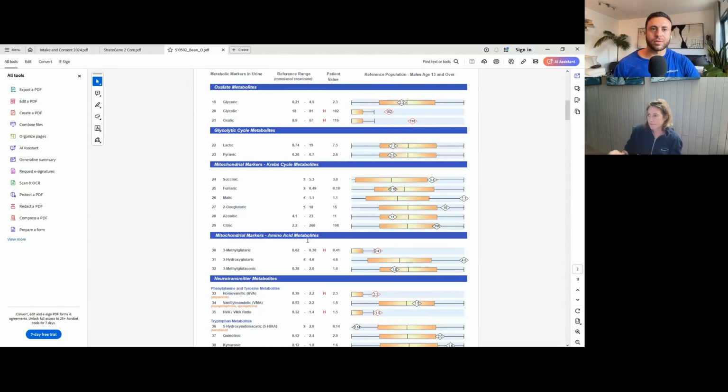Okay. So moving down the list, we've got these oxalate metabolites. How relevant are those? For me, they are quite relevant. Sometimes they're just marginally elevated, which then I don't pay too much attention to. But if they're quite elevated, and in this case they're almost double, at least the oxalic acid, I certainly take notice.